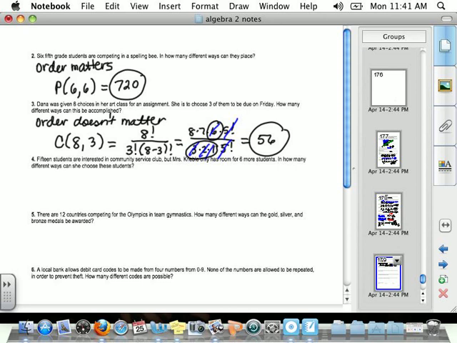Okay, 15 students are interested in a community service club, but Mrs. Kriebel only has room for 6 more students. How many different ways can she choose these students? Does order matter? No, you're just getting a group of students together and y'all are going to do the same thing, right? It doesn't matter if someone was the president or vice president, it didn't matter which order you picked them in.